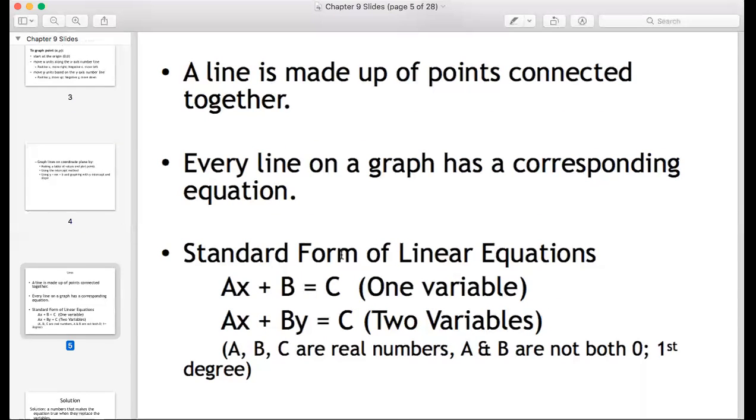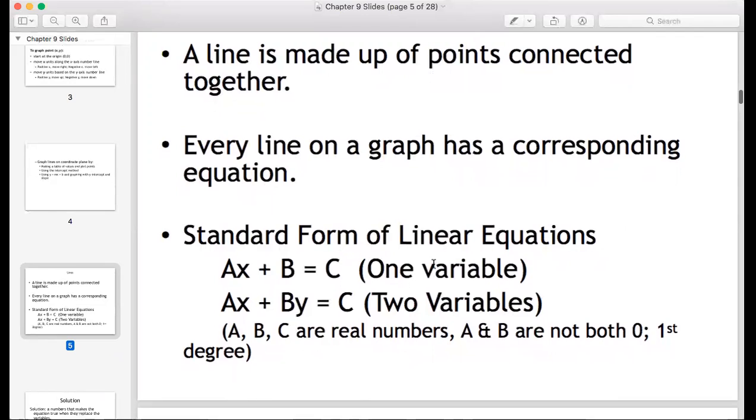So the graph of a line is just the visual representation of the solution to the equation. Every equation has a solution, and every equation has a graph that goes with it. So we're going to be working with the graphs and seeing the solutions.